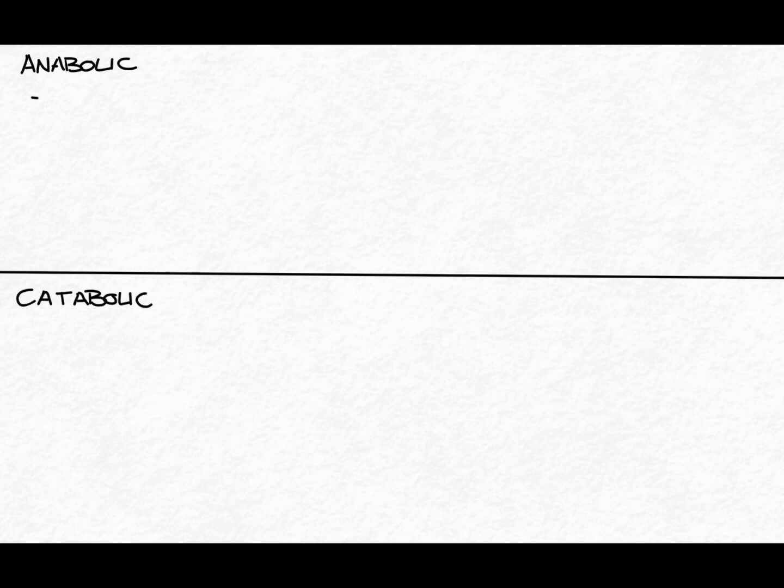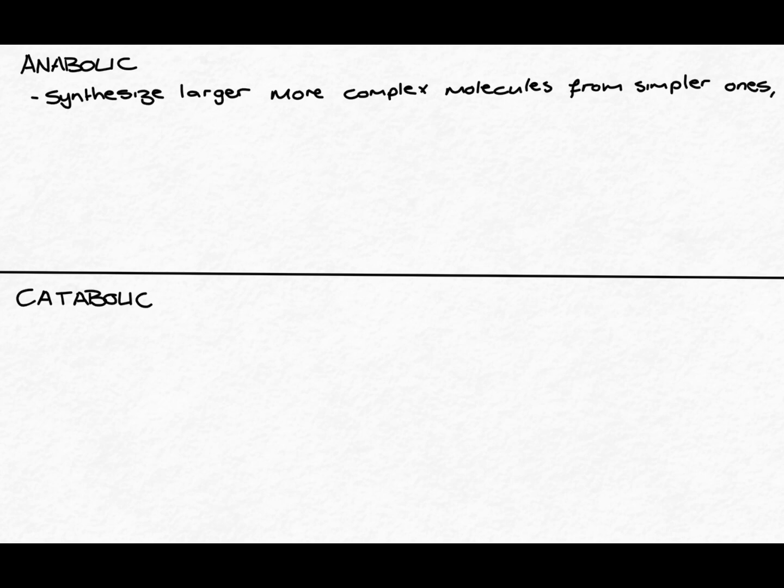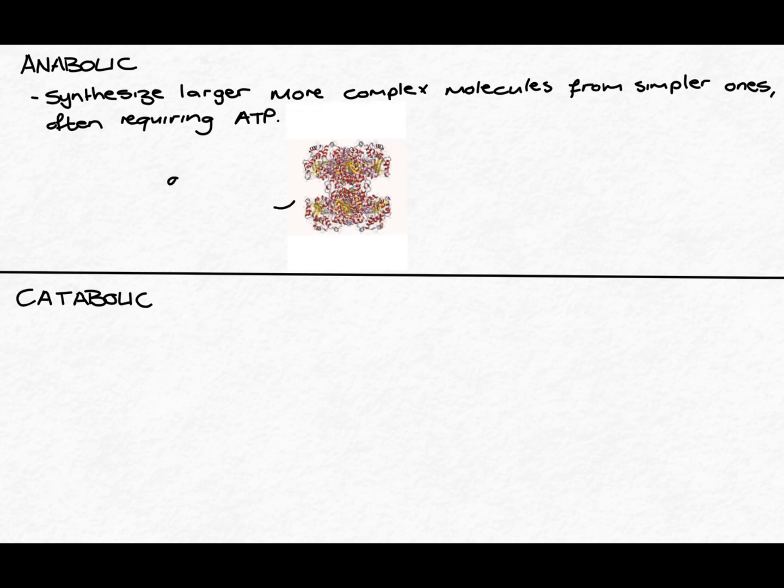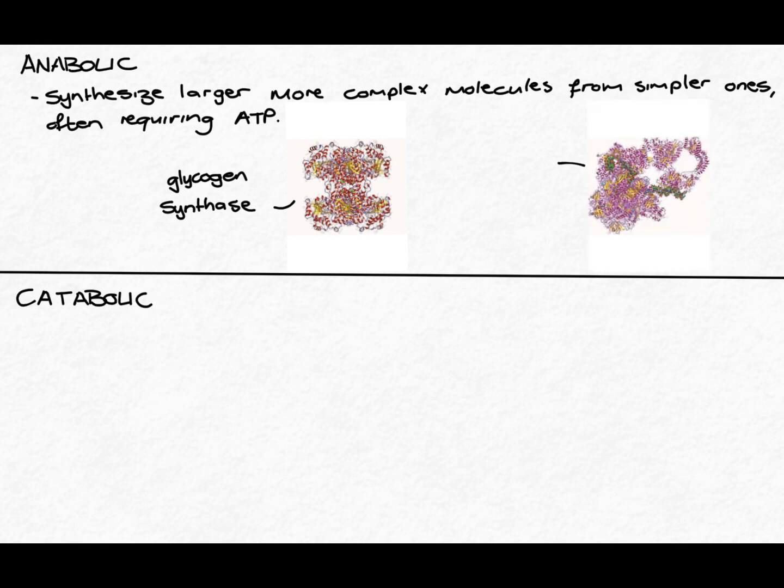Now, anabolic enzymes synthesize larger, more complex molecules from smaller ones, typically requiring energy input in the form of ATP. One example of this is glycogen synthase, which is responsible for the synthesis of glycogen from glucose in the liver. Another example is RNA polymerase, which is responsible for the synthesis of mRNA from DNA in protein synthesis.